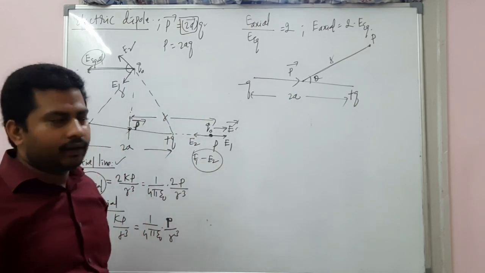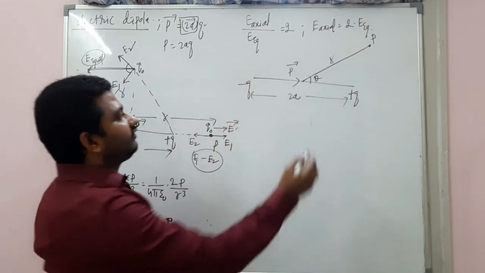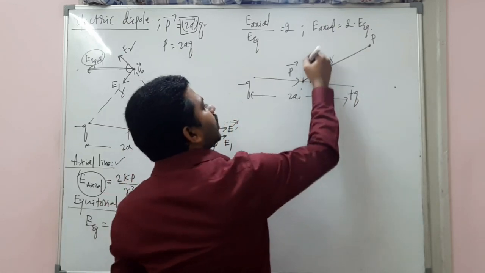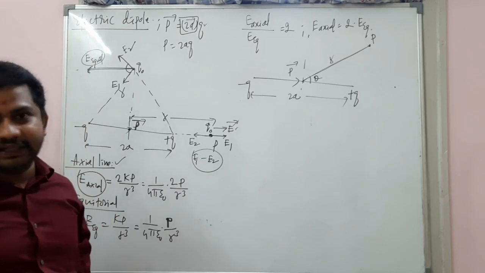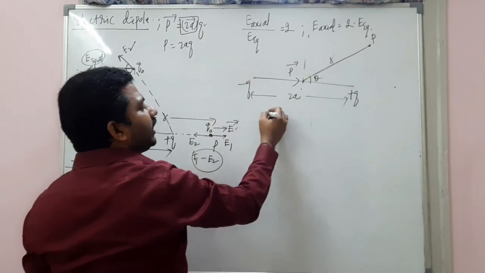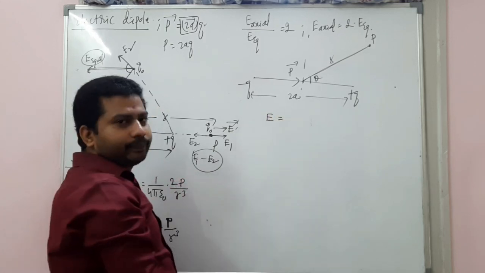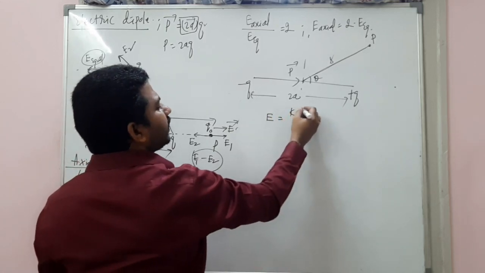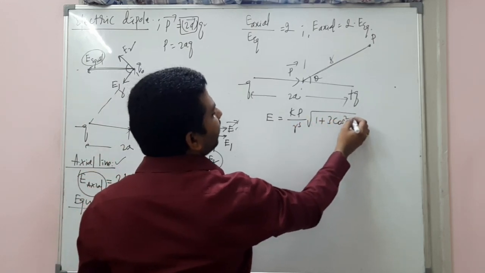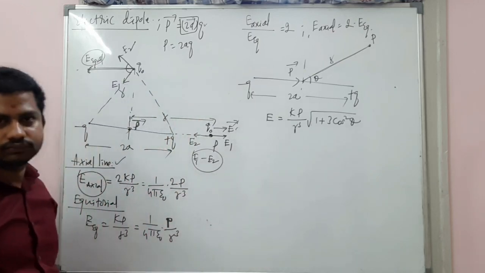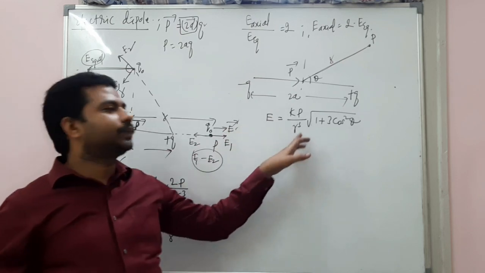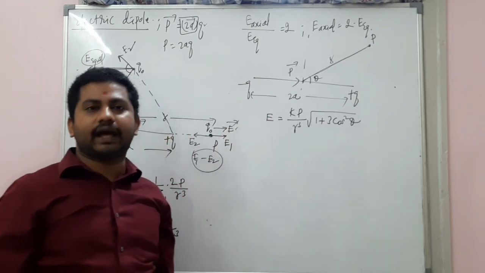Observe. If the point is on the axial line, that theta is 0. If the point is on the equatorial line, that theta is 90. So my dear children, have a look at it carefully. At any point, if you want the electric field due to the dipole, the formula will be kp by r cube square root of 1 plus 3 cos square theta. Observe carefully.